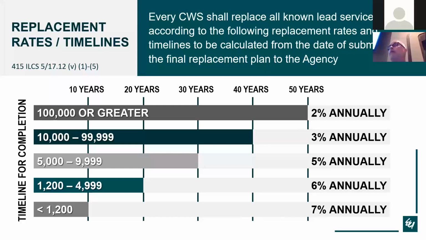They have to replace 2%, which would equate out to 50 years. And then when you work your way down from there, if you fall within the time frame of the 10 to 99, it's 3%. And then from 5 to more or less 5%, and less than 1,200, you have to do 7% of those lead service lines per year.